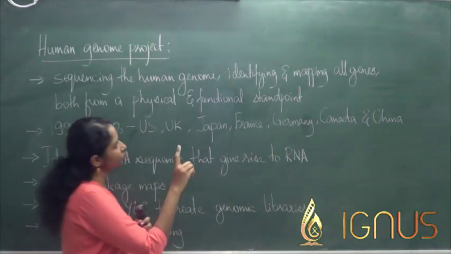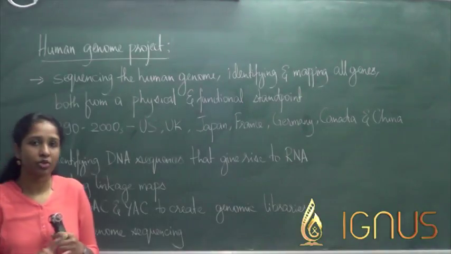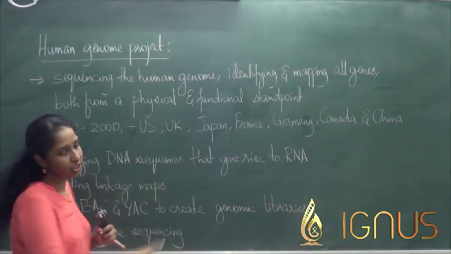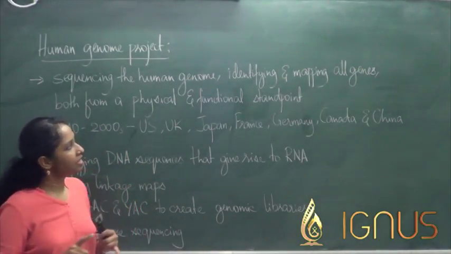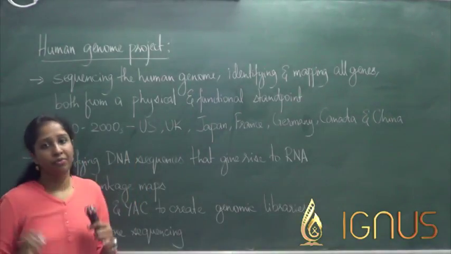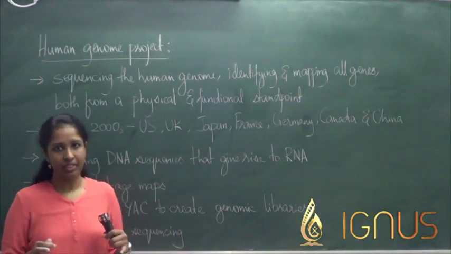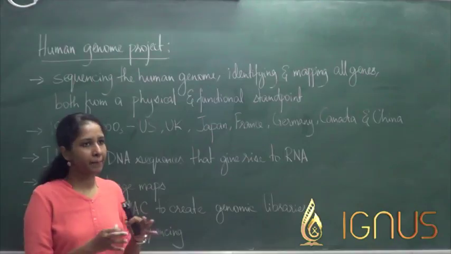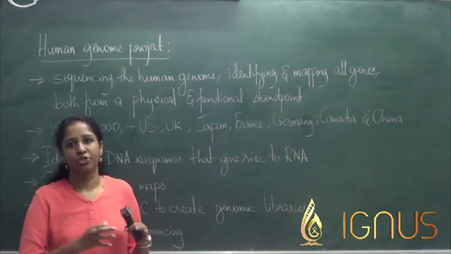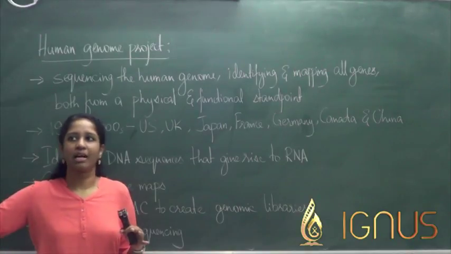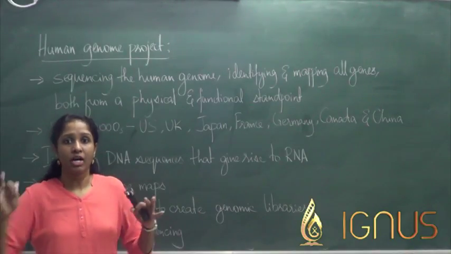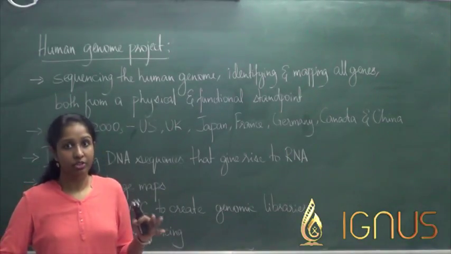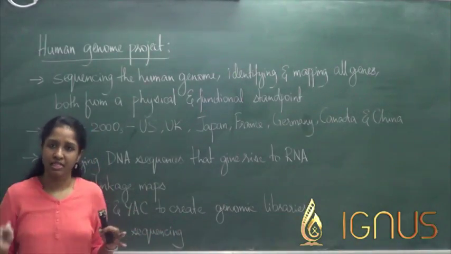The next thing that they did was to identify and map all genes. So identifying and mapping all of the genes both from a physical and functional standpoint, meaning that they identified from the physical standpoint where the gene is present. So physically, in the entirety of the human genome, a specific gene is present from 3,262 base pairs to 6,346 base pairs. So a specific gene is present at a specific location between these nucleotides. So that is identifying where it is present.